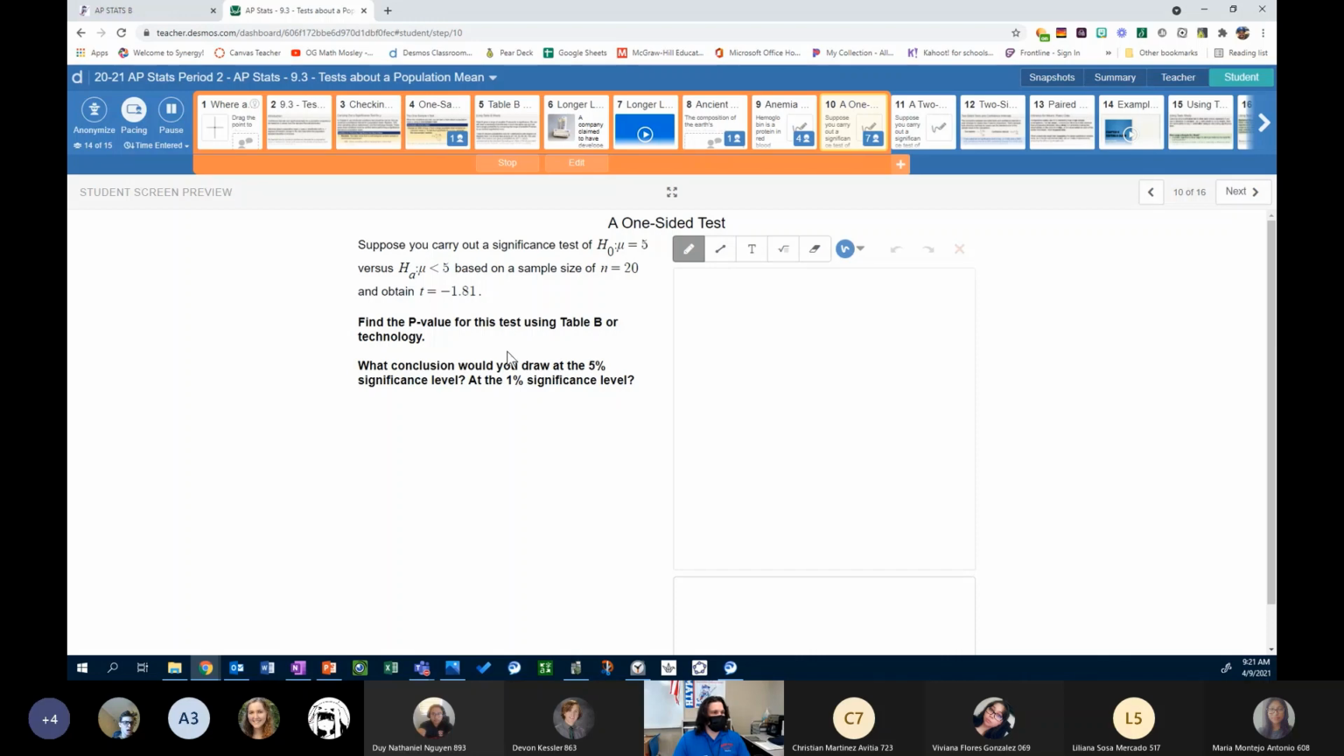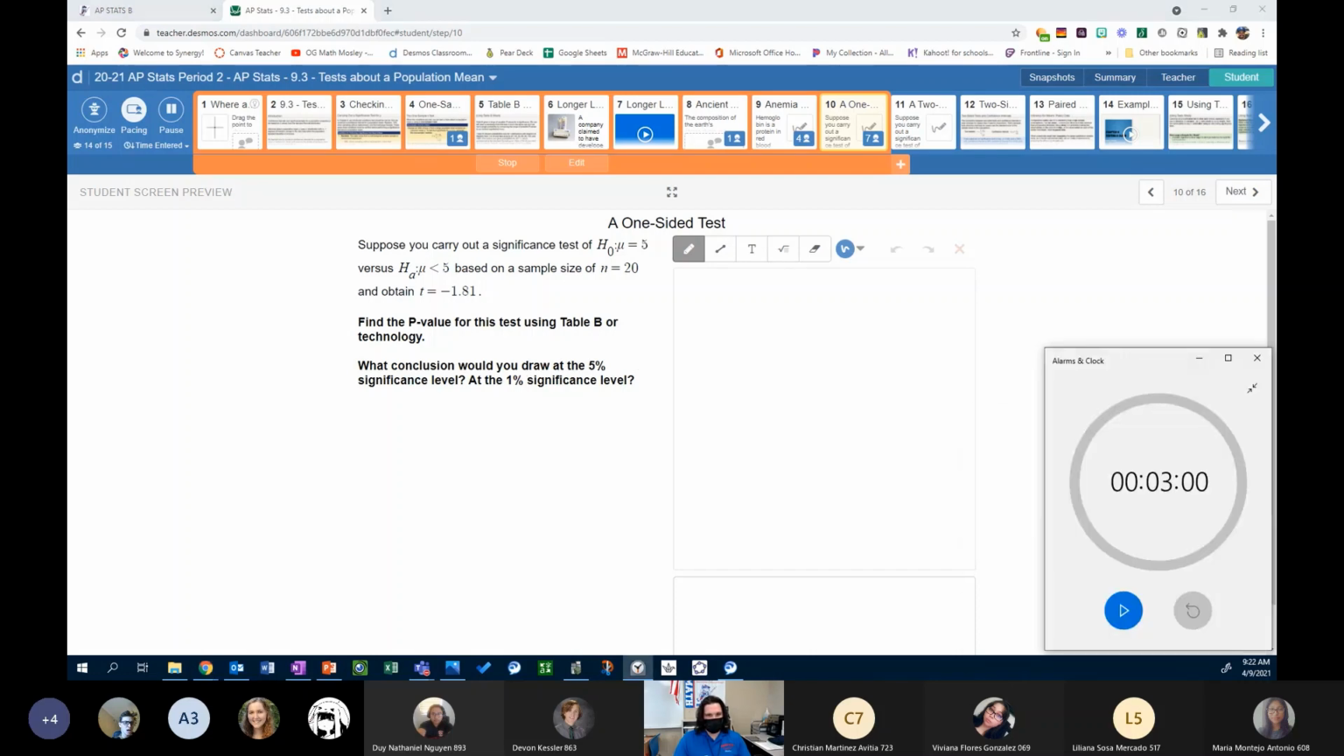So I'll give you all a few minutes here using table B. We're not quite at technology for this one. This uses a different thing in the calculator than what we've seen. So I suggest just using table B. And then we will reconvene and talk about this.